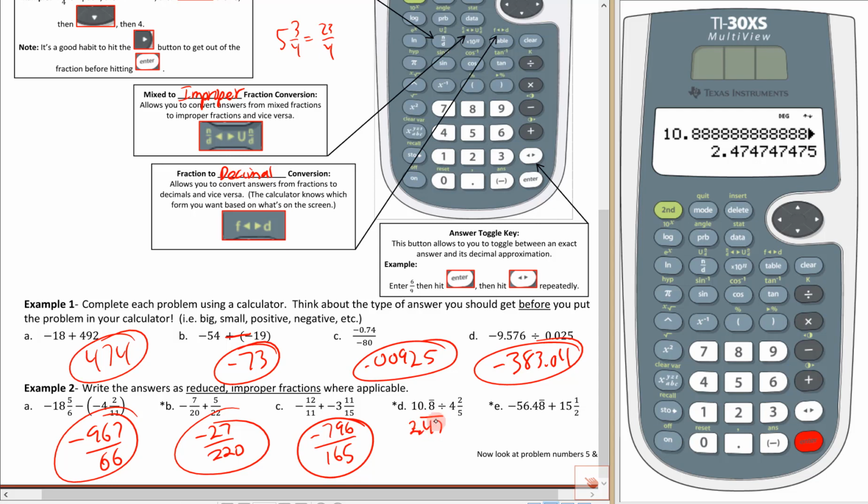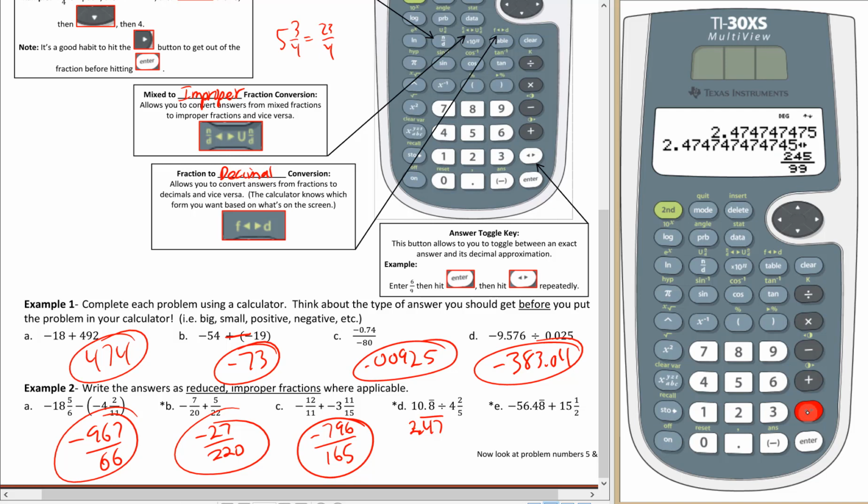So it would be this, or let's change this to a fraction. Now I'm going to try this. I don't know if this will work. Let's hit that toggle key. Holy cow, that quick. We didn't have to do the fraction to decimal. So sometimes that works, sometimes it won't. It ends up being 245 over 99.